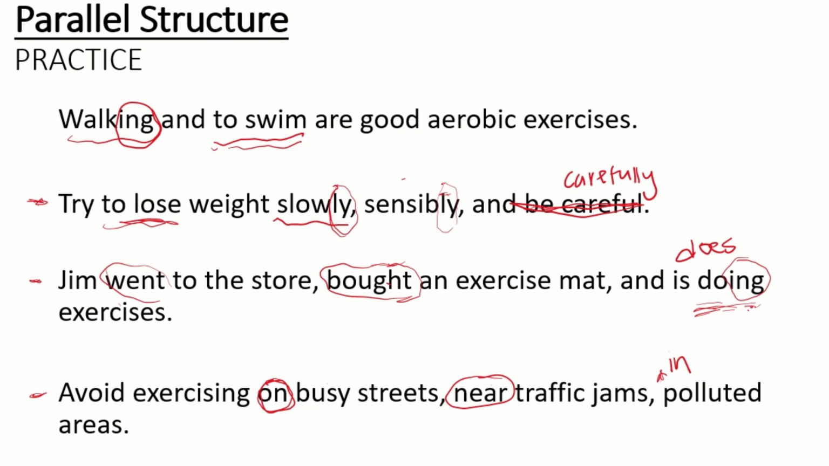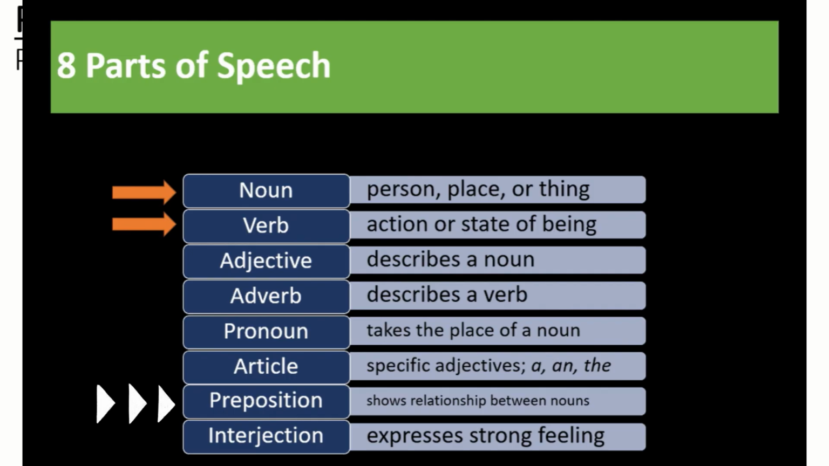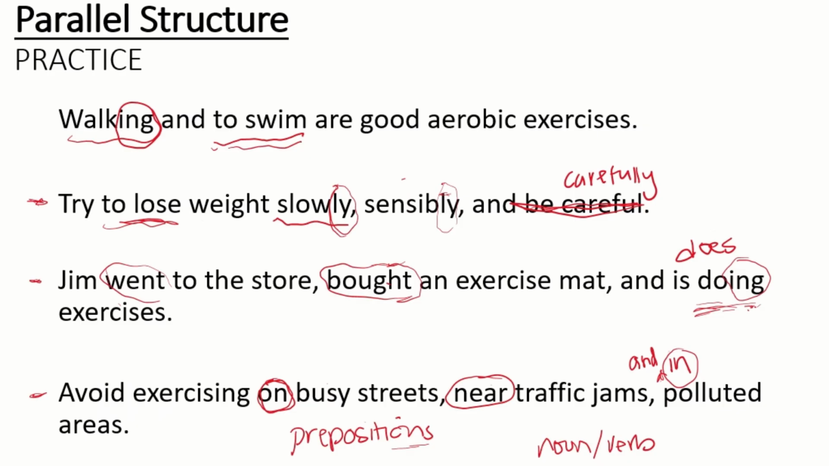And I would even actually say you want to introduce a coordinating conjunction. So I would even put "and" in polluted areas. And if you're like, I still am stuck, what is on, what is near, what is in? These are all considered prepositions. Prepositions are words that let the reader know that there is a relationship between nouns. And prepositions are one of the 8 parts of speech. When it comes to parallel structure, you might see prepositions and you need to make sure that the parts of the sentence, the things that you are listing, the elements, have that parallel structure, even when it comes to prepositions.